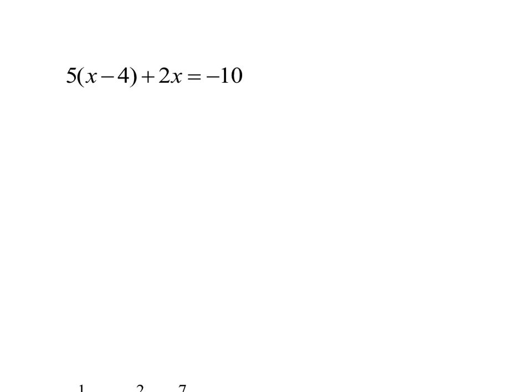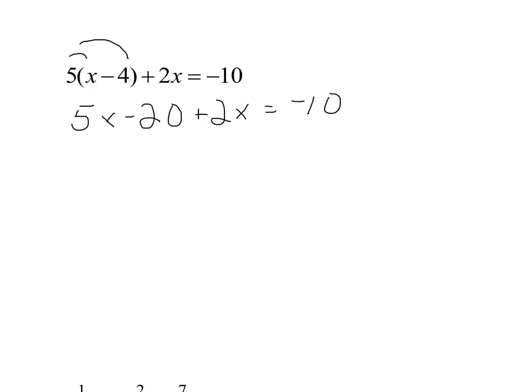Next, let's do some longer equations. So it's all going to be about using the opposites to undo, except we're going to have to do it in a special order. So if you see parentheses there, remember back to PEMDAS, you do parentheses first. So I'm going to do the distributive property and take care of those parentheses. So 5 times x is 5x. 5 times negative 4 is negative 20. Plus 2x equals negative 10.